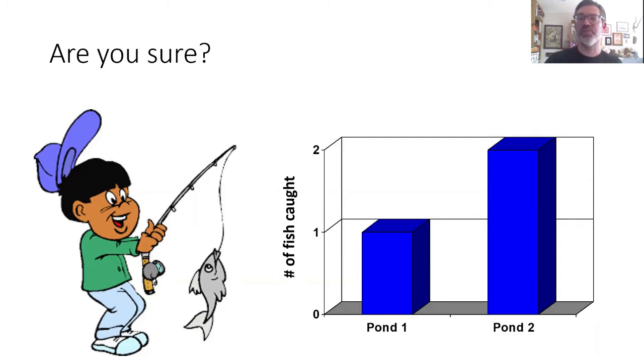If your friend spent an extra hour fishing and caught just 1 more fish at pond 1, the results would look different. In other words, your friend has a low sample size, and this could throw off the results because random chance plays a larger role in the outcome of the data when sample sizes are low.